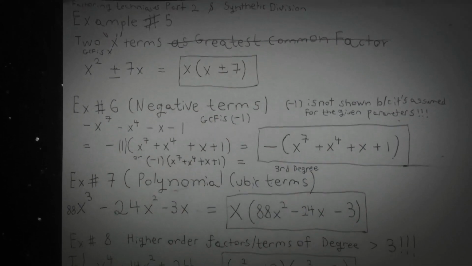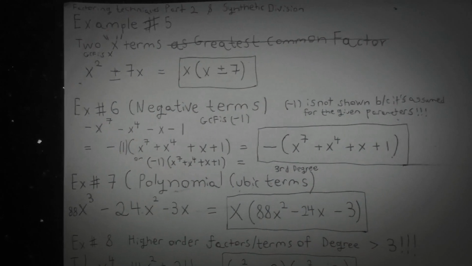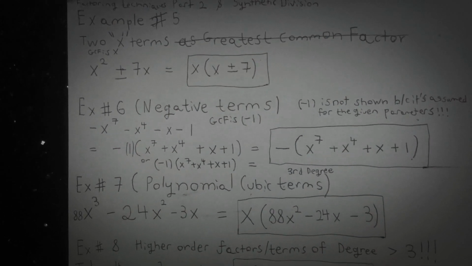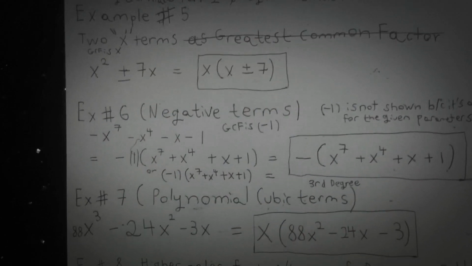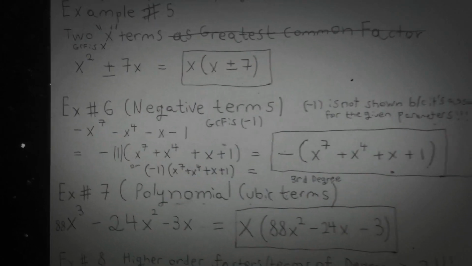Hey again, guys. So we're continuing our discussion on factoring techniques in Algebra 1 and 2. So here's this next example. We are given two x terms. Now the greatest common factor is x. Take out the x and then you have the next quantity, which is x plus or minus 7.